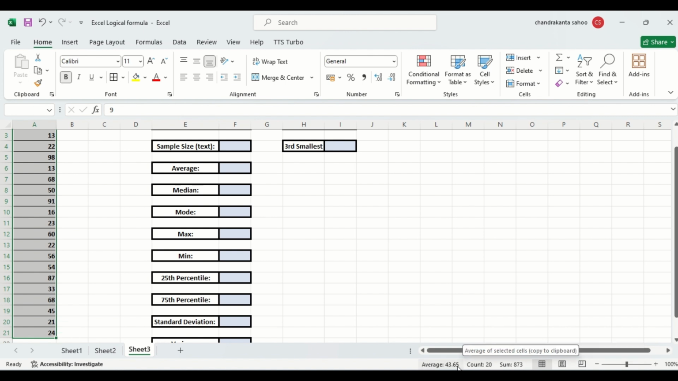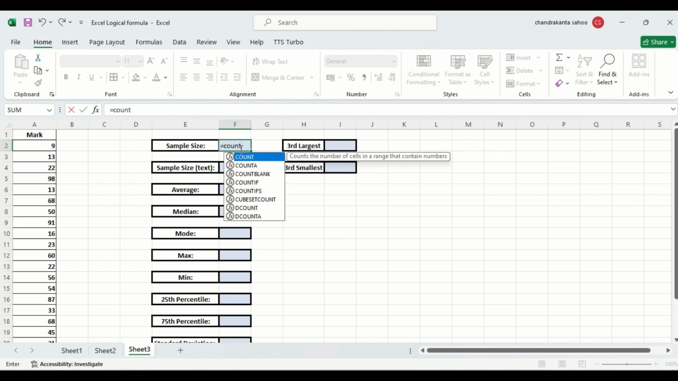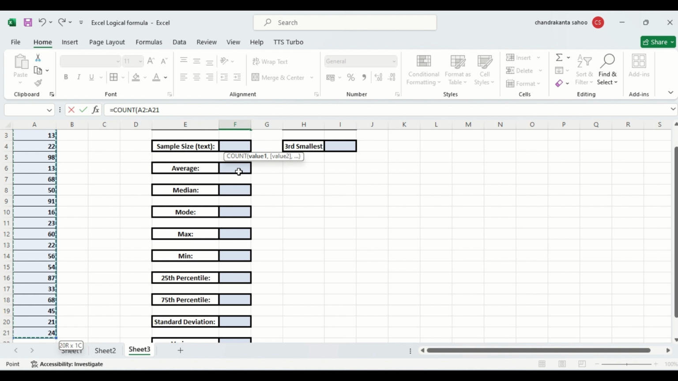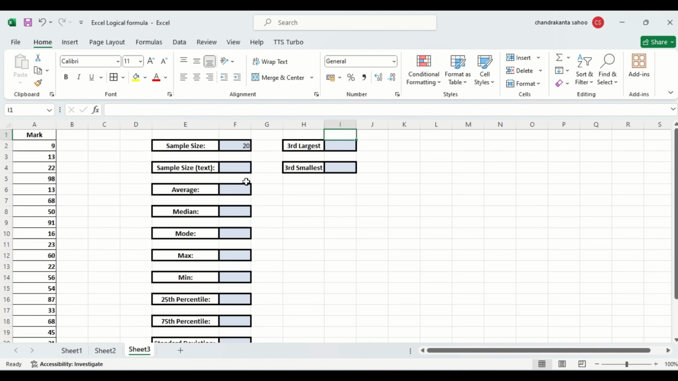We are also getting the average here directly, and the total sum here. Okay, but we want to count here. So what is the sample size equal to? We will use the count formula. Then we select value 1, which is the total range. I use shift control down arrow, close the bracket, and hit enter. You can see this is the range I have selected, I close the bracket and I got this result.